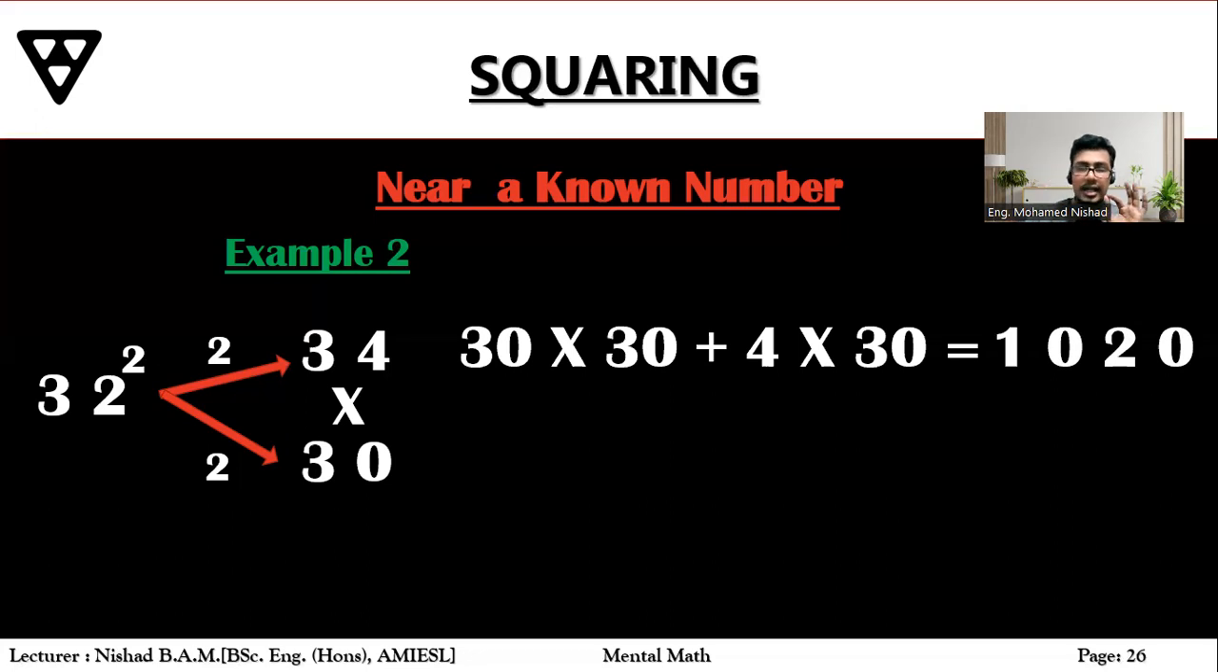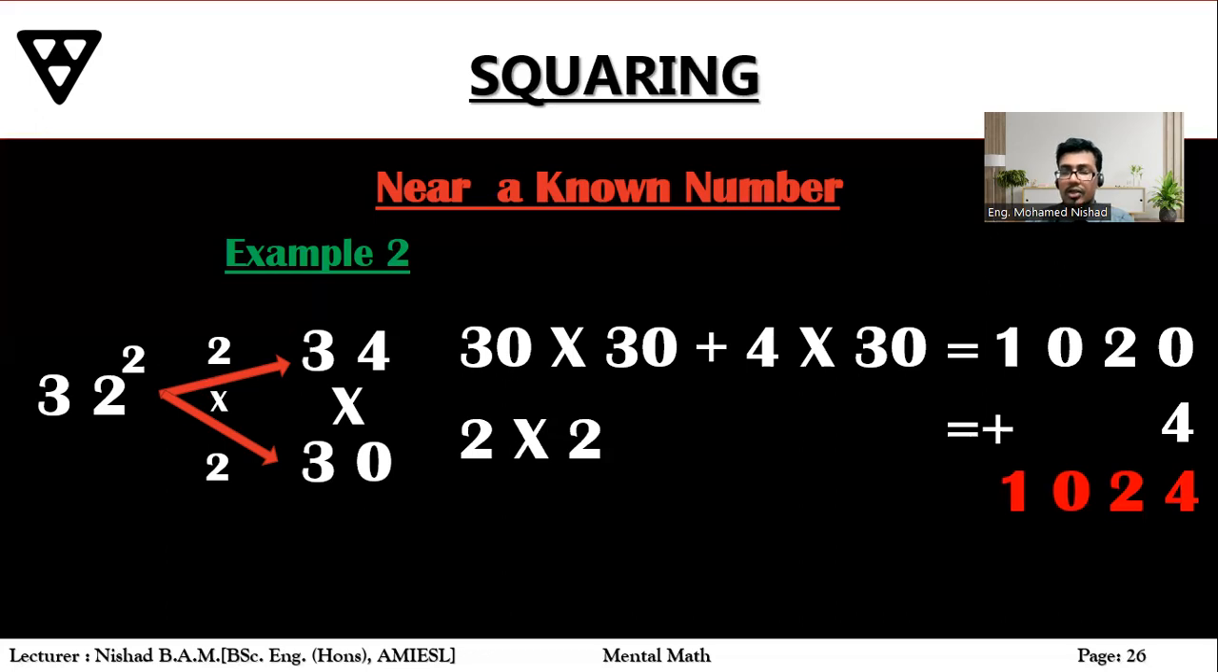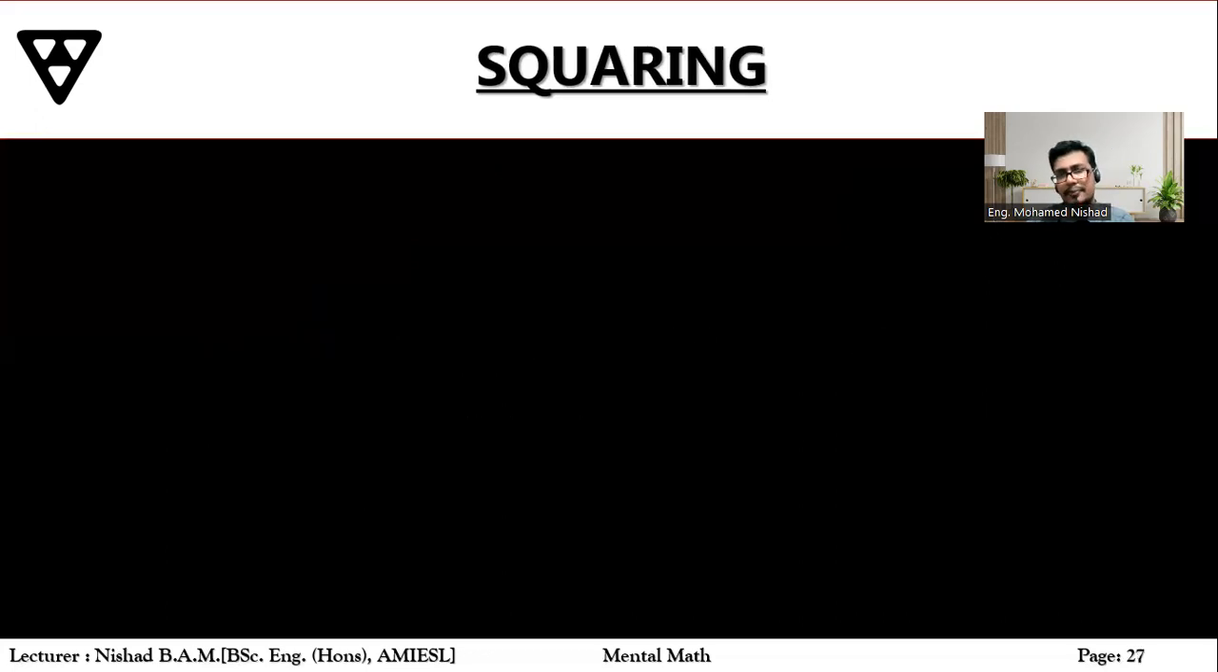Okay. After calculating that number, we have to multiply the differences together, 2 times 2. That will be equal to 4. After obtaining that number, we have to add those numbers, 1020 plus 4. So then the final answer will be 1024. That is the answer. So let me provide you another example so that it will be clear for you.